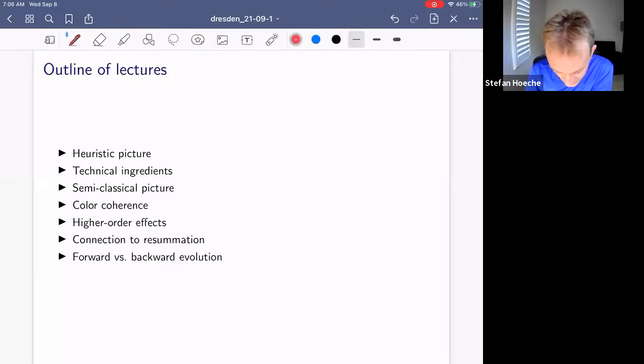Okay, so we will start with a heuristic picture of Parton showers. I will just give some hand-waving introductions of how they are constructed and be a little more detailed than what was covered in the introductory lecture, as far as the splitting kernels and other things are concerned. We go over the technical ingredients and how to implement them. And then I will try to derive the Parton shower picture from semi-classical perturbation theory.